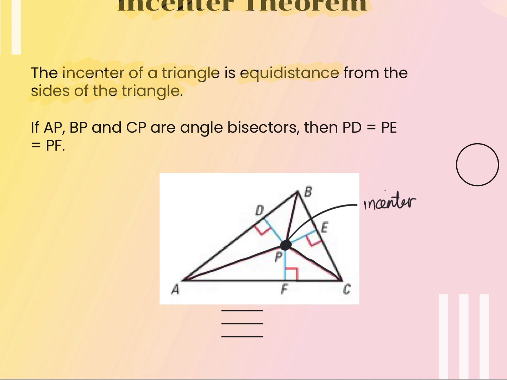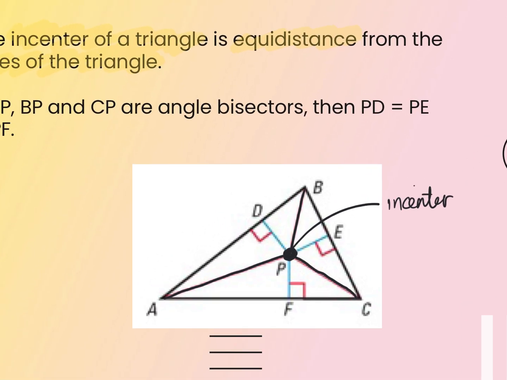And so what the theorem tells us is that now that we know point P is the incenter, the length from P to AB, which is PD, is going to be the same as PE, which is going to be the same as PF. In other words, this line here is congruent to this line, which is congruent to this one, because they're all equidistant from the incenter to the side of the triangle.